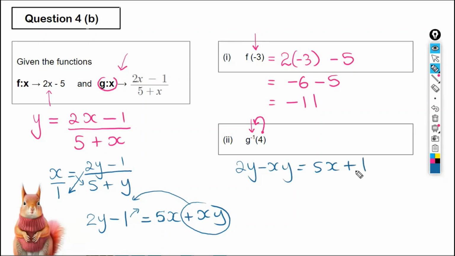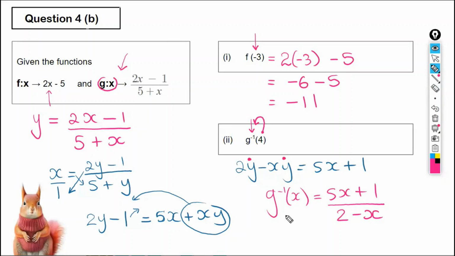Remember, the aim is to get y alone on one side. And you notice both of them on the left-hand side have the letter y. So couldn't we just factorize out y? So you get y times 2 minus x is equal to 5x plus 1. We're almost there. Between here and here, there's a secret multiply. Throw him across, you get a divide. Look at that. We just succeeded in making who the subject? y the subject. And once you make y the subject, you erase y and put g inverse of x.